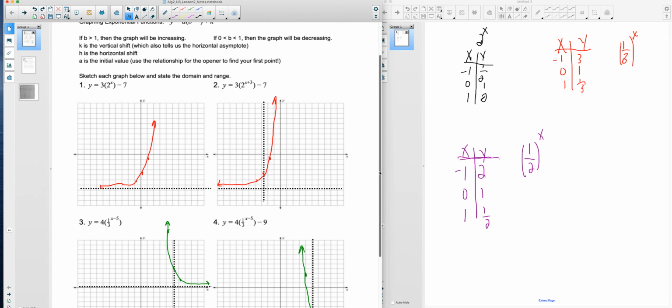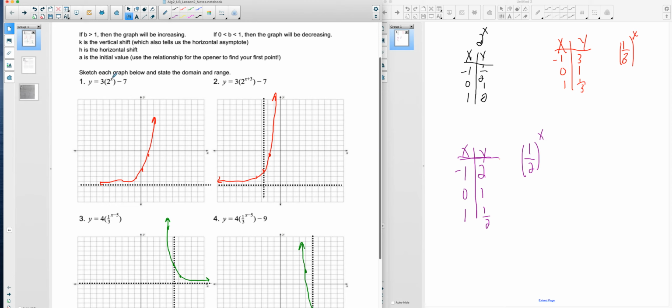Now, here's what you should remember: when we think about domain, we can always raise everything to a power. So there's no issues on the domain. So our domain for all of our exponentials is always going to be all real numbers. So we don't have to really worry too much about that. We can raise any base we have to any number. So we know the domain for everything is going to be all real numbers. So that makes it a little bit easier for us to work with.